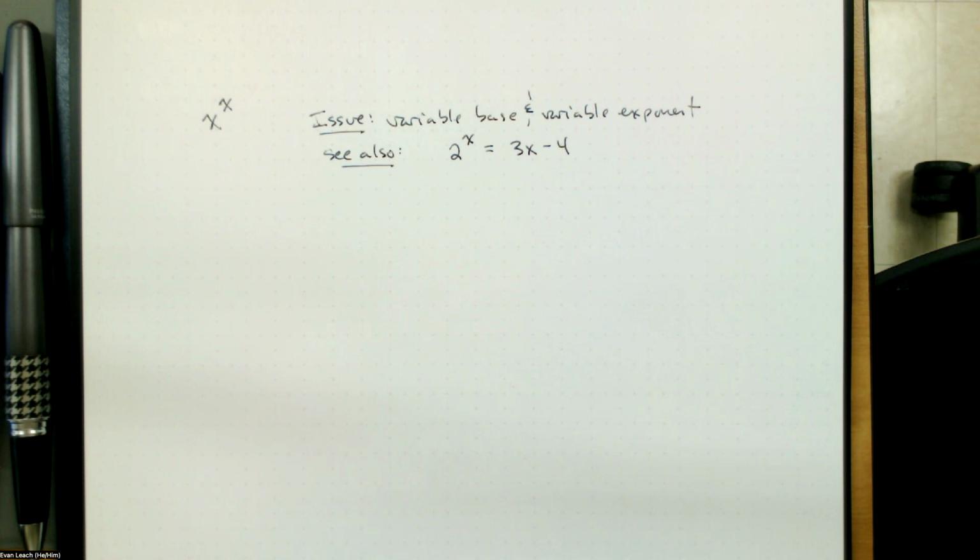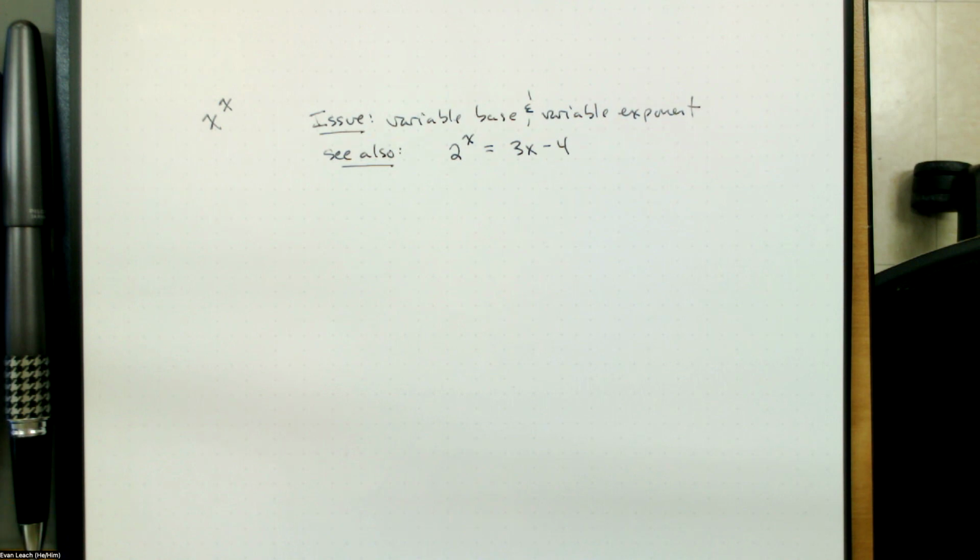Oh yeah, Texas is stupid. So we've got x to the x. The issue is that there's a variable base and a variable exponent, just like we have 2 to the x equals 3x minus 4. The problem with that equation is we don't have a technique for solving it exactly, because there's a variable in the base and a variable acting as an exponent. Not even in the same term, it's still a problem. So this x to the x concentrates it all in one place.